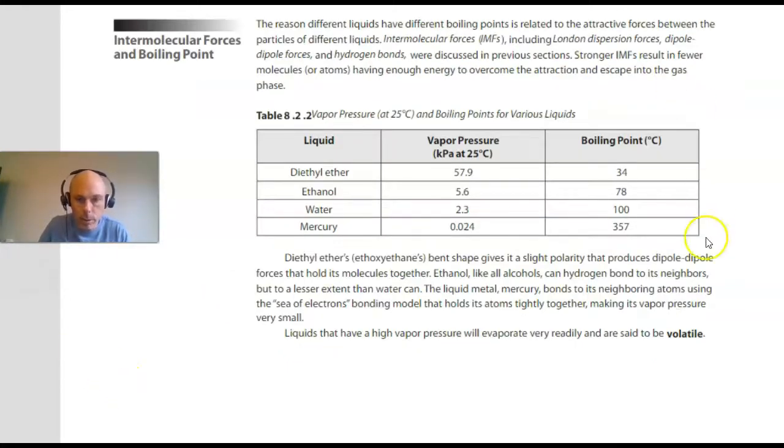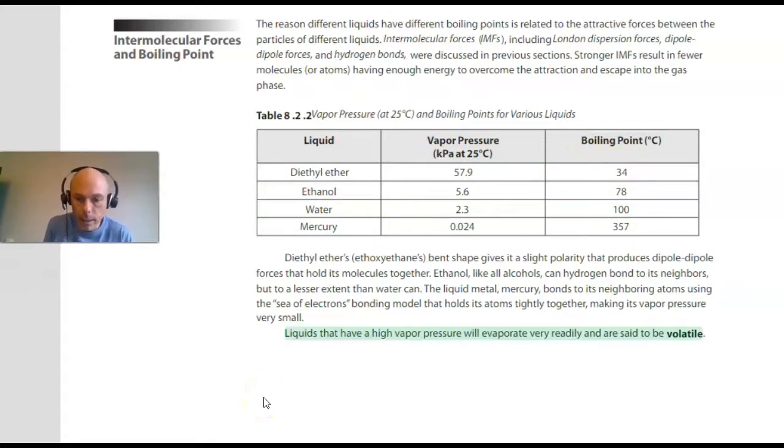And as we've heard a few times, intermolecular forces also influence vapor pressure and boiling point. The stronger the intermolecular forces, the lower the vapor pressure and the higher the boiling point. Mercury, for example, with metallic bonding, not technically an intermolecular force, but a strong attractive force, the strongest on this table, has the lowest vapor pressure and highest boiling point. Diethyl ether, with the weakest intermolecular force, dipole-dipole, has the highest vapor pressure and the lowest boiling point.